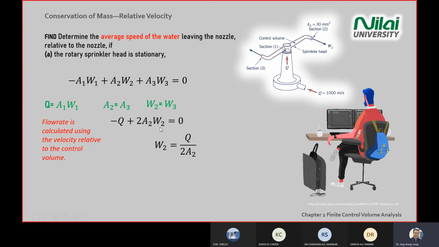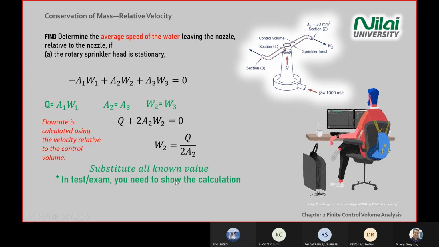Then I rewrite my W2 in formula form. W2 equals Q divided by 2A. The next step is just substitution of values. Again, I write some notes on the screen here. I just show you in the tutorial question how to build the equation. The rest is your work. The rest is just substitution of numbers and using your calculator to show the calculation.